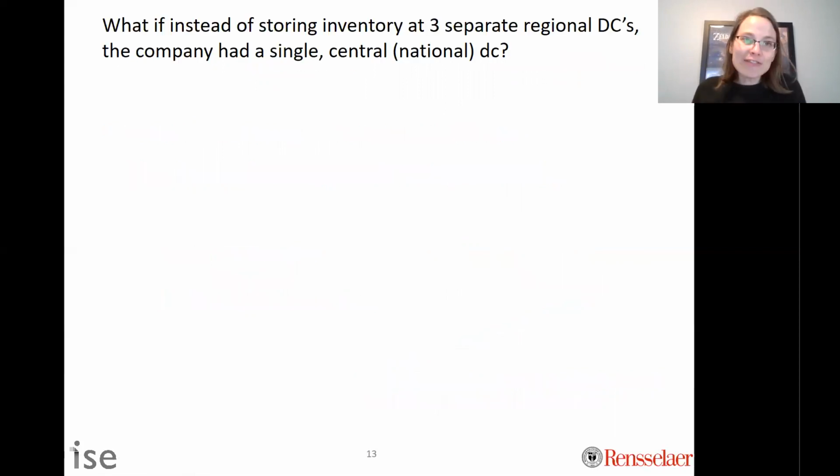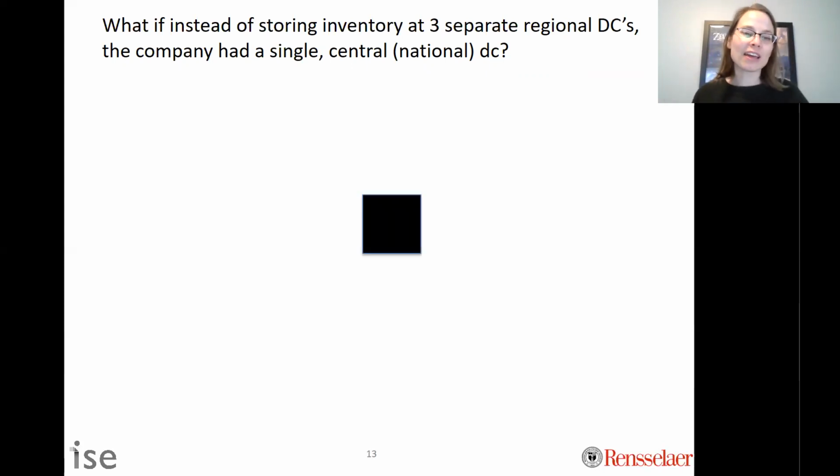But what if, instead of storing our inventory in these 3 separate regional distribution centers, what if a company said, no, I just want a single central or national distribution center? How would that influence our inventory? So I want to ask you, do you think our inventory, specifically our safety stock, would go up? Do you think it would stay the same? Do you think it would go down? All right, we will get to the answer to that question, but see if you have any intuition, okay?